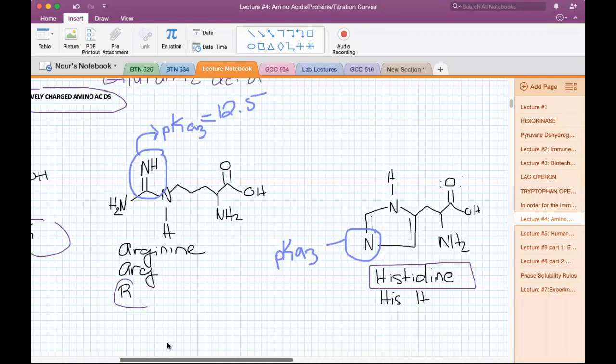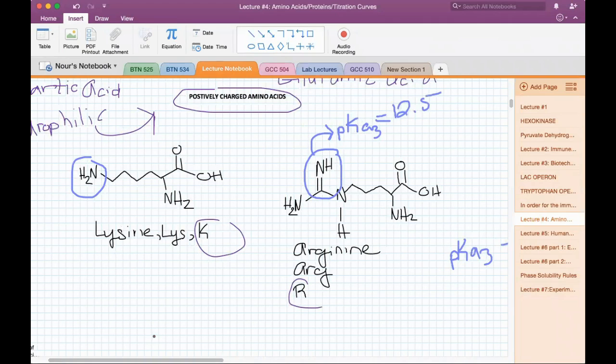The reason these are circled is that with some of these structures, it's hard to tell which one is going to get protonated when it goes through the titration curve. With arginine, it's this amine group.